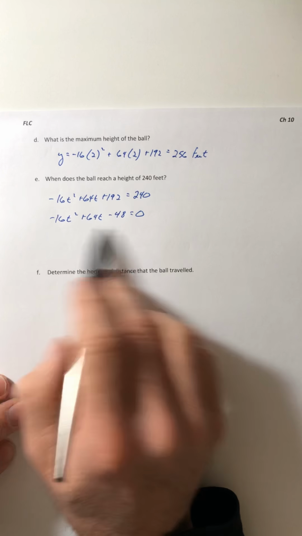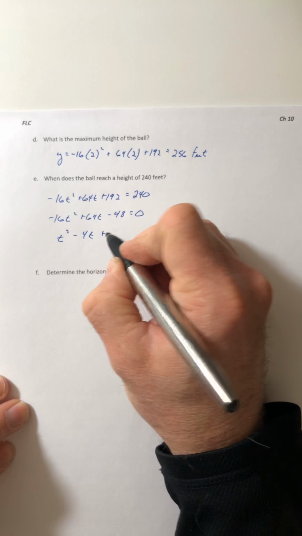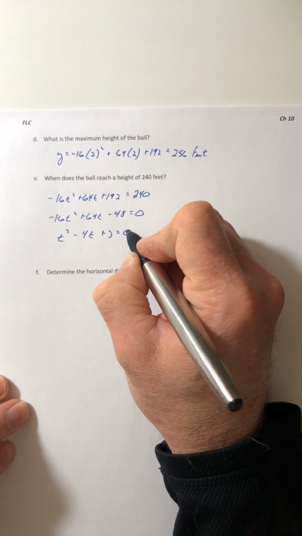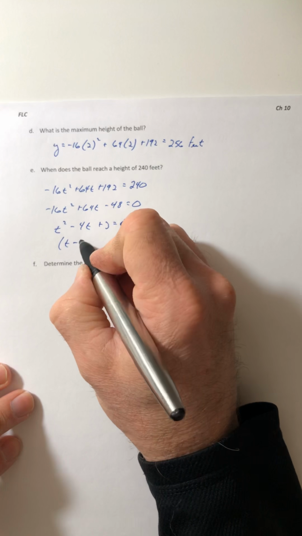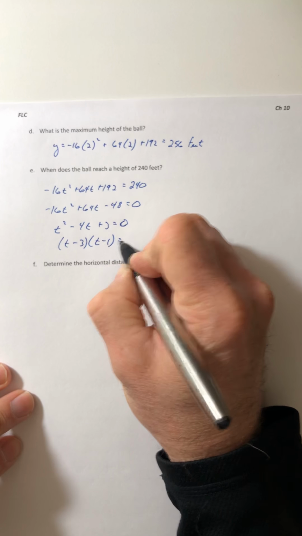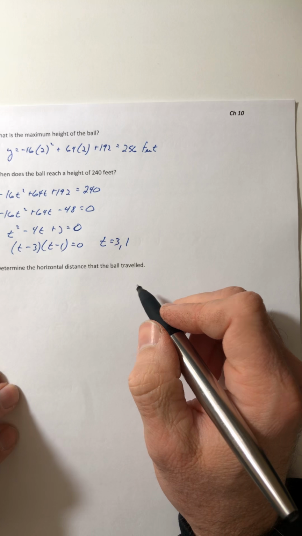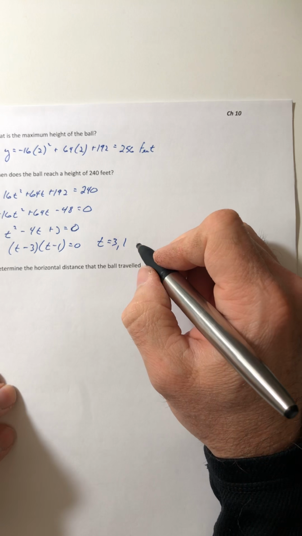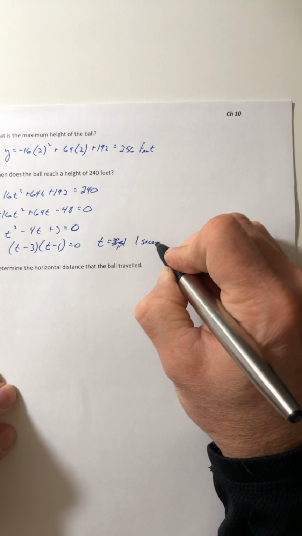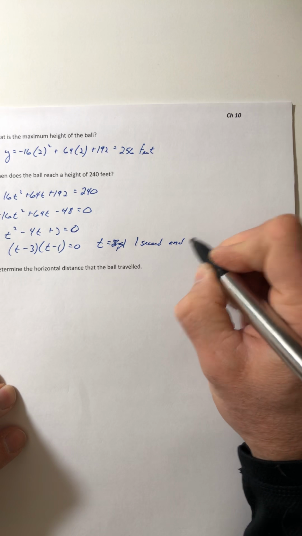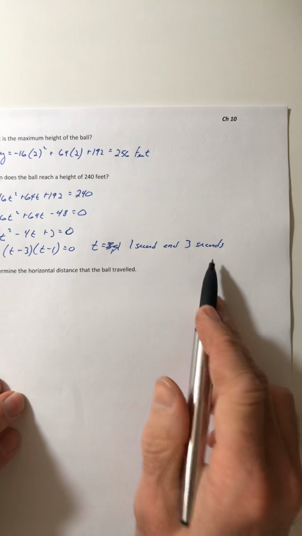So I'm going to do the same thing I did last time with the quadratic. I'm going to divide out that negative 16 because I can. And then that's a little bit easier to work with. So 2 minus 3, 2 minus 1. So t is going to equal 3 and 1. Let me write that out in a little bit nicer way. So 1 second and 3 seconds. So we get to keep both of them because they're positive.